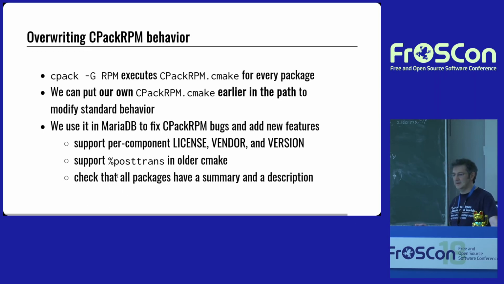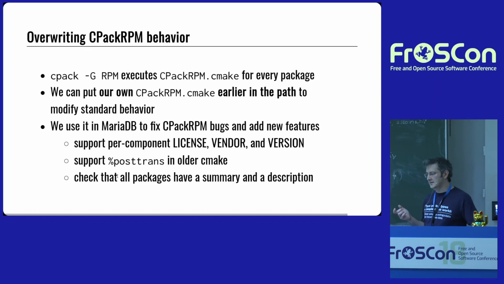put it in the CMAKE_MODULE_PATH before the standard CPackRPM. In this way, CPack will invoke your CPackRPM and not the main file to generate specs. And this allows you to do a lot of tricks to modify CPack behavior. We used it, since day one, to fix some CPack RPM bugs. But since then, we expanded it to implement new features.